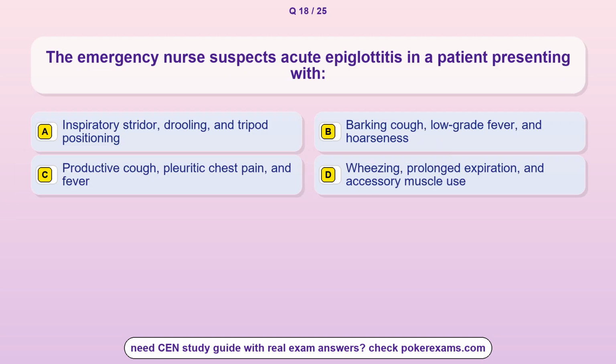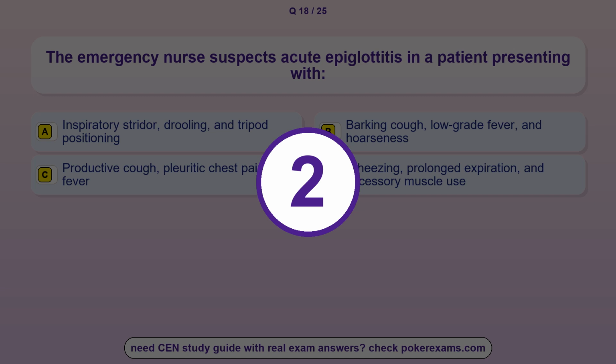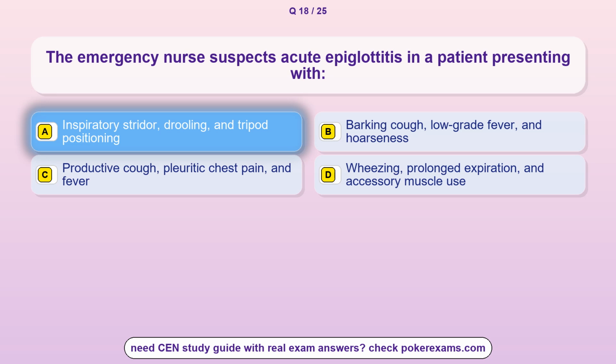Question 18. The emergency nurse suspects acute epiglottitis in a patient presenting with option A, inspiratory stridor, drooling, and tripod positioning. Option B, barking cough, low-grade fever, and hoarseness. Option C, productive cough, pleuritic chest pain, and fever. Option D, wheezing, prolonged expiration, and accessory muscle use. The correct answer is option A, inspiratory stridor, drooling, and tripod positioning.